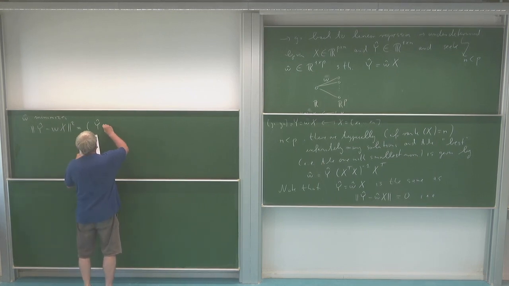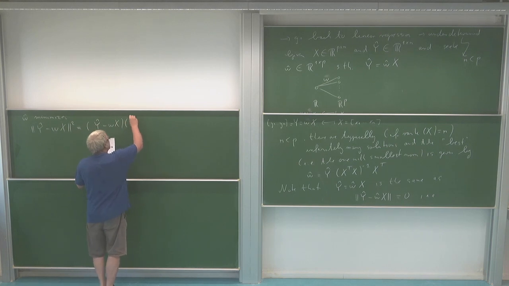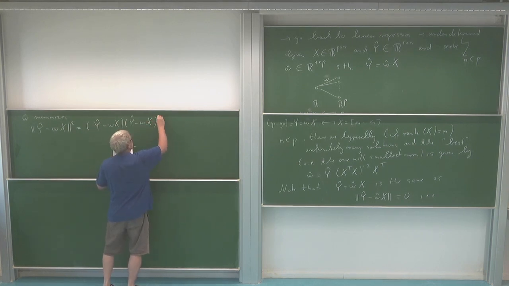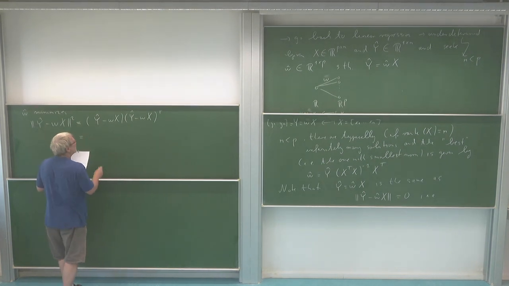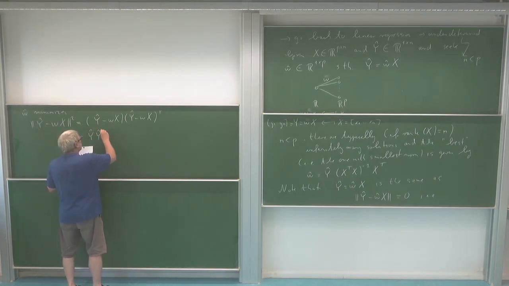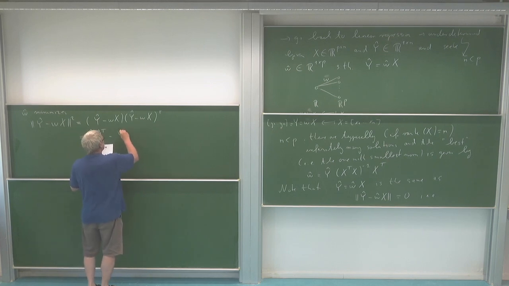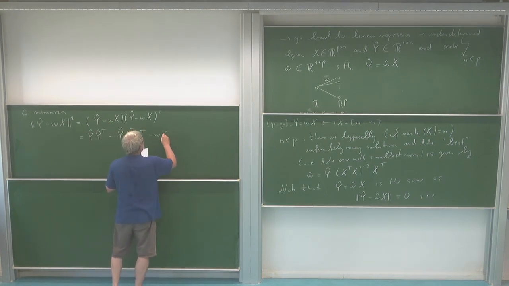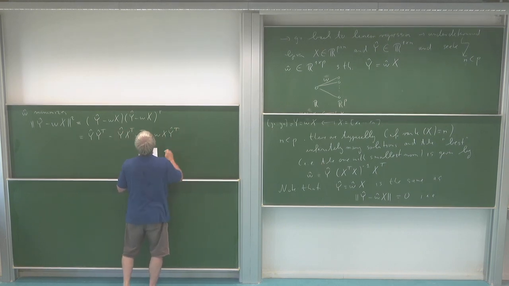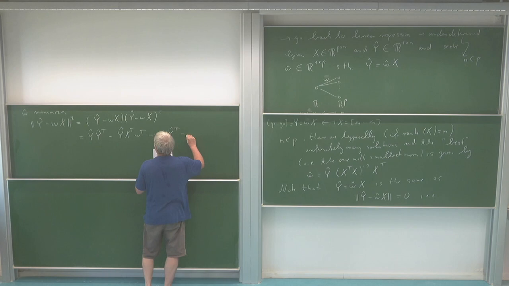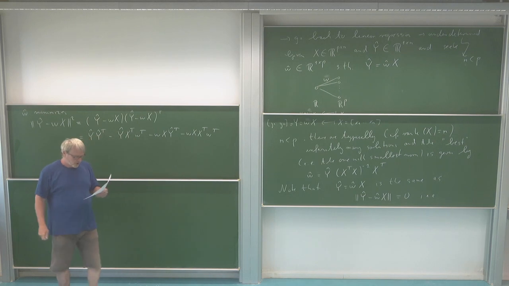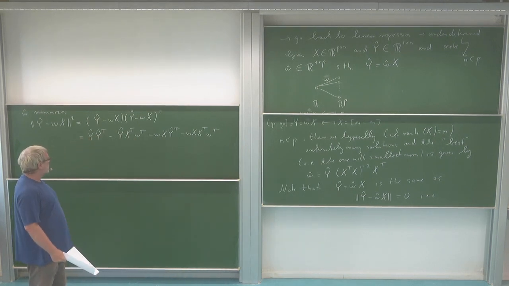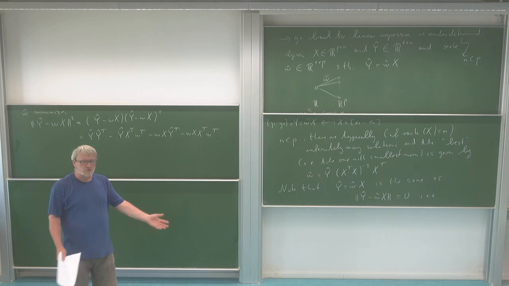So I have here (y hat minus wx) times (y hat minus wx) transpose. If I multiply it out, I get y hat y hat transpose, minus y hat x transpose w transpose, then I get this term minus wx y hat transpose, and then I get this times this, which is plus wx x transpose w transpose. Good, okay, and now, if I have an optimization problem, usually I should look at the derivatives.